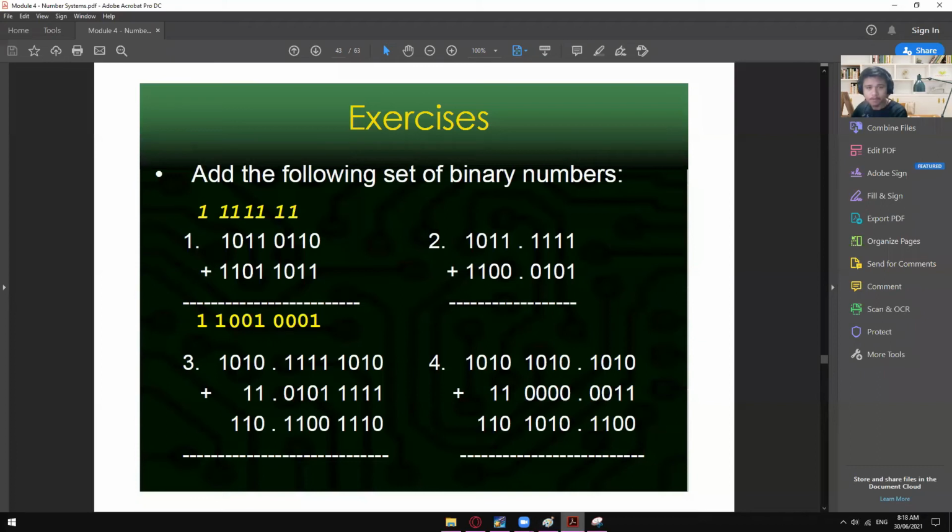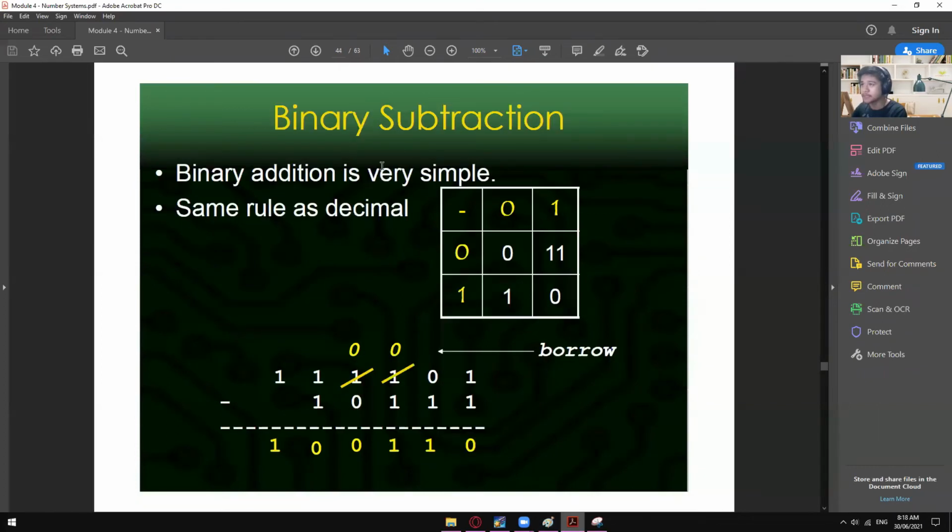Okay, so if you guys don't have a question anymore, then let's now proceed to binary subtraction. This one is also super simple. Same rule, still as a decimal. There's a correction with this one: this one is binary subtraction.